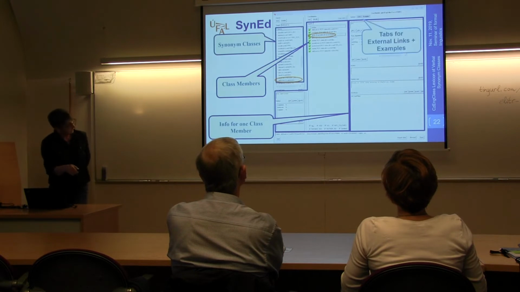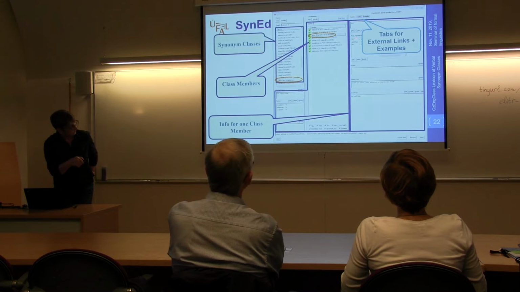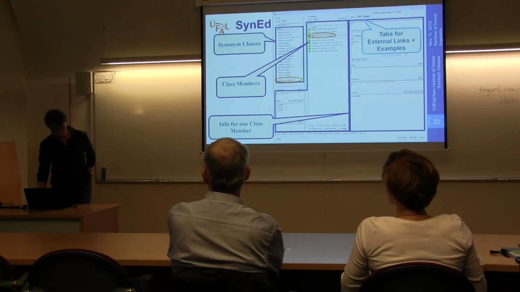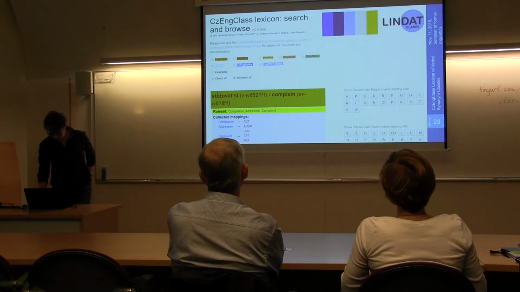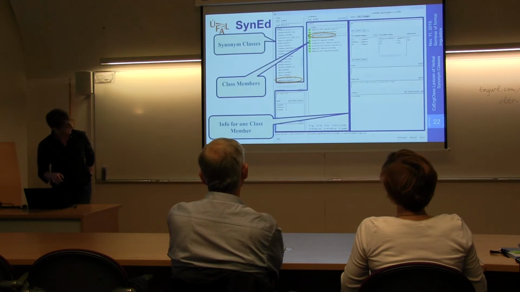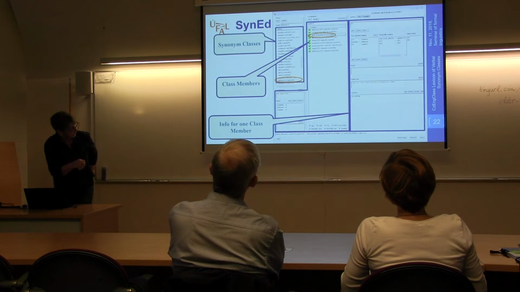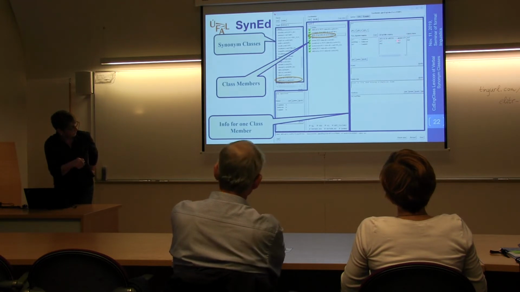Maybe I have it here. This is the syntactico-semantic information. Then I go back. Oh, I'm sorry. You see that the syntactico-semantic information shows the argument mapping and the semantic role mapping. Then here is the CzEngClass frame entry.